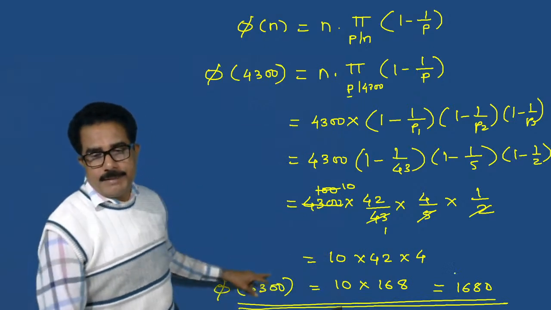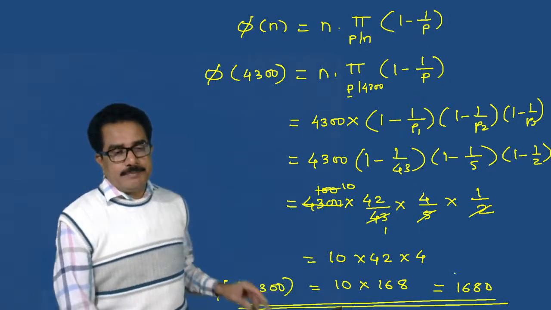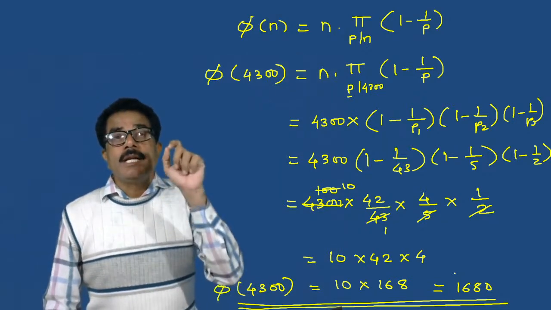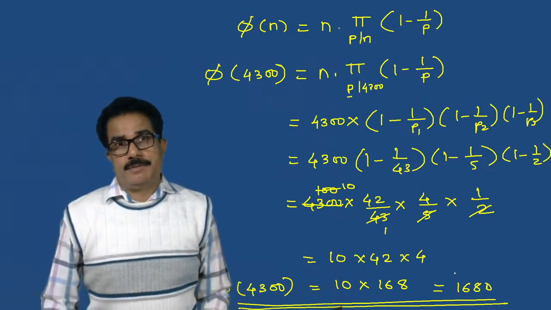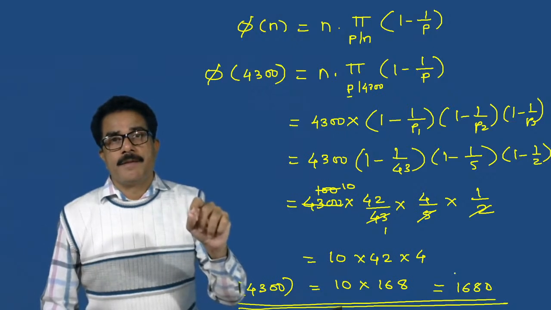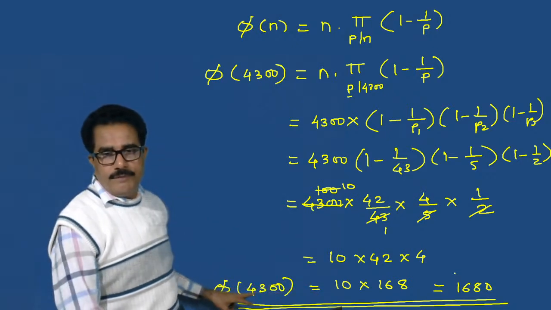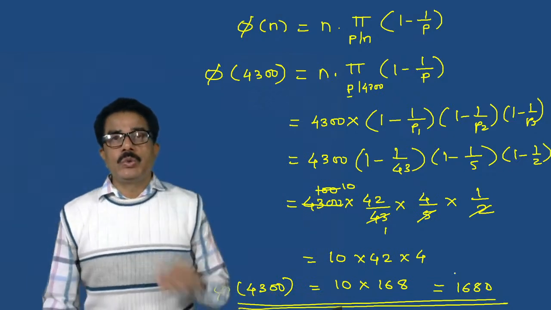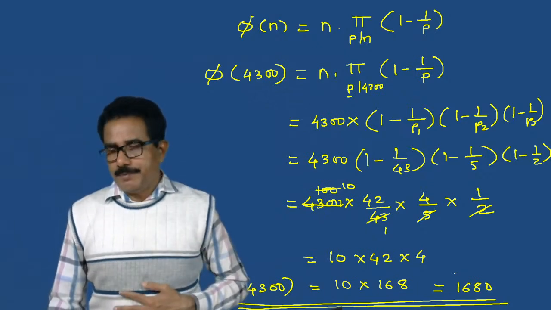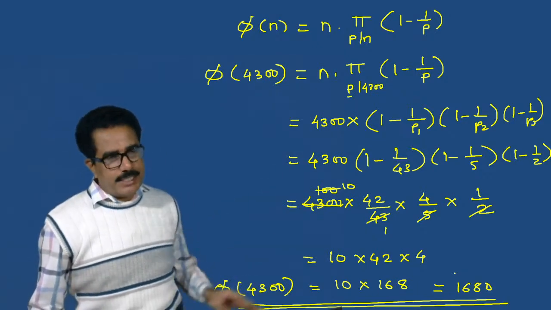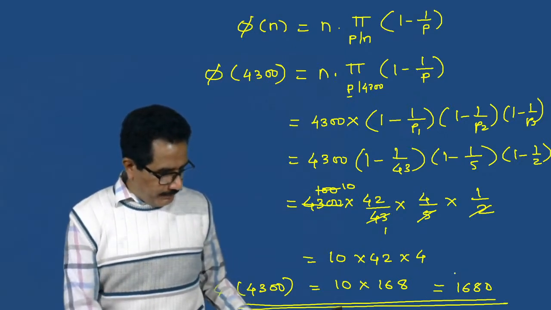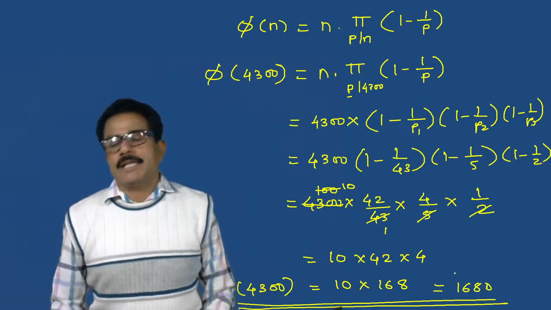Means see here, there are 1680 relatively prime numbers to the 4300. ओके, अशा पद्धतीने हे कॅल्क्युलेट करता येतं. तर या पद्धतीने तुम्ही अशा पद्धतीने रिलेटिव्हली प्राइम्स नंबर फाइंड आउट करू शकता. कॅल्क्युलेट करता का रे स्टुडंट्स?